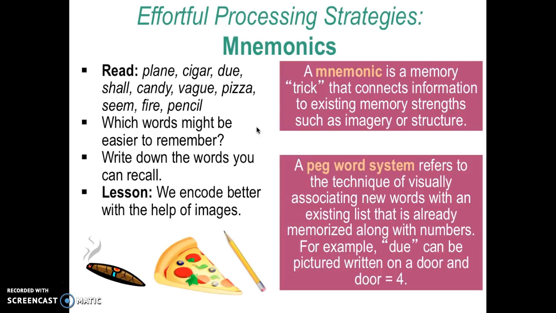All right. There's something called the peg word system. I'm not very good at it. It's where you can visually associate words with an existing list that's already been memorized, along with some numbers. So, for example, do is going to be pictured, written on a door, and door is number 4. Not very sure. It's an interesting concept that if your mind works that way, then you're good to go. Okay, the peg word system.